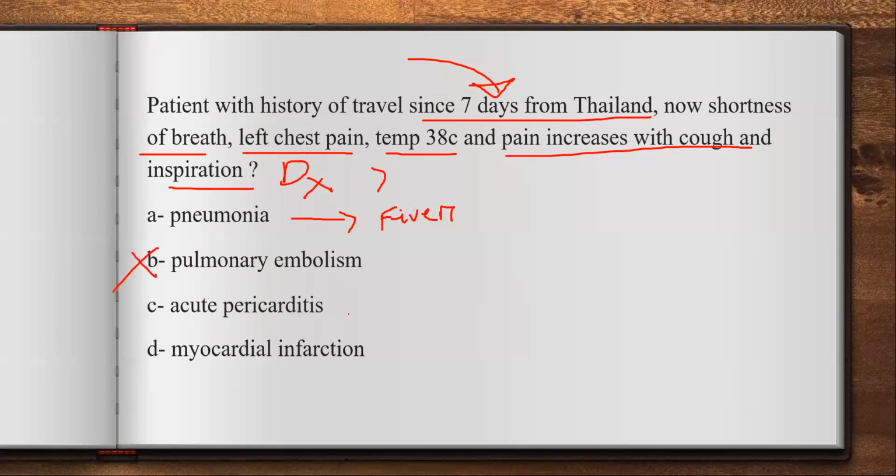Acute pericarditis, having 38 fever, again unlikely. Left-sided chest pain can happen there. Shortness of breath, not common in pericarditis. Okay, pain increases with cough and inspiration can happen in here. But for pericarditis, they would provide you a specific clue that this patient had a viral flu-like illness about a week ago. That's important. And MI is unlikely because having a fever. Someone having 38 fever, don't choose pulmonary embolism. Even now, travel history doesn't mean always it has to be a pulmonary embolism. Okay, sometimes it can be just a drop.